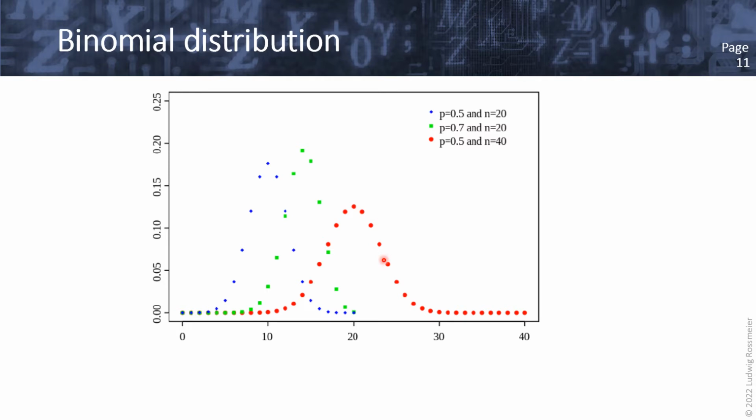You see here that the sum of the probabilities for all k here always ends up in 1, because either of these numbers has to be reached in the end.